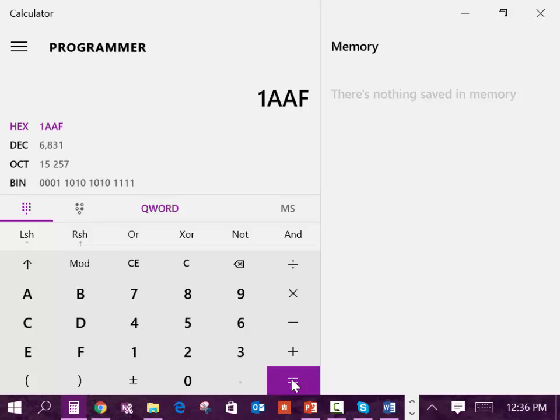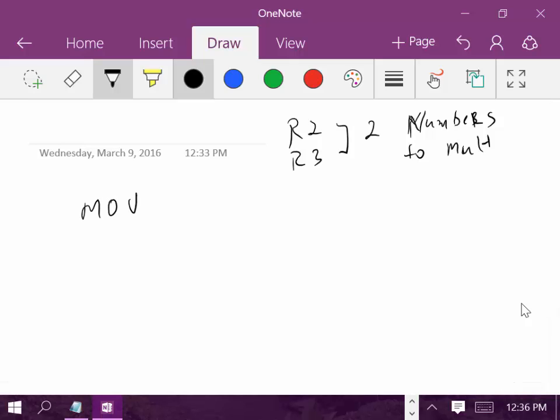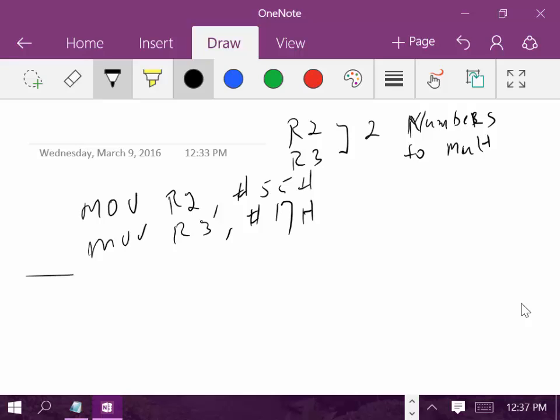So that's how you would test to see whether you've got the right answer. The way we do this is fairly simple. You have to remember that we've got to load R2 and R3 first. So move into R2 the number 55, move into R3 the number 17, and put an H at the end of each. That preloads it, before we do our multiplication.